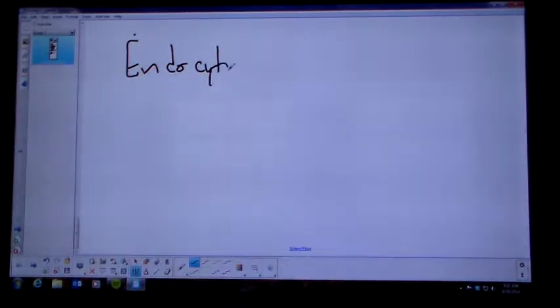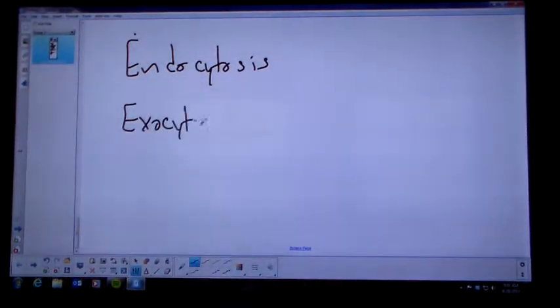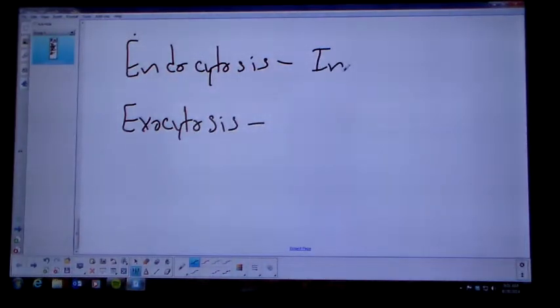And next is endocytosis and exocytosis. If you had to guess, which one's in, which one's out? Endocytosis. Yes, endo is in, and exo is out.